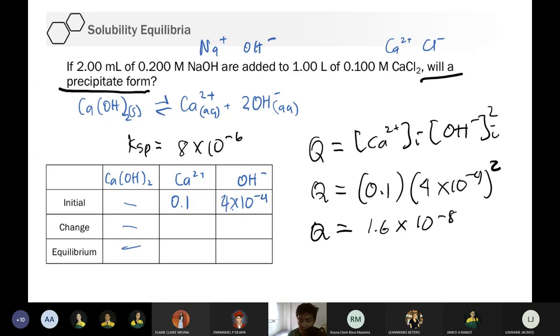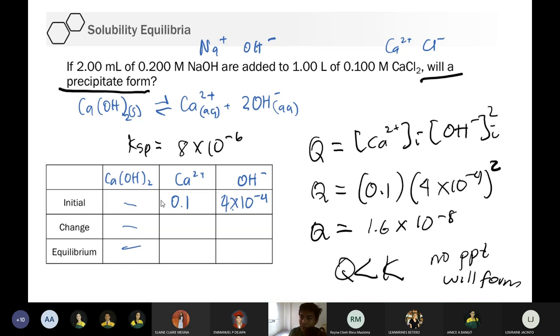So our Q is 1.6 times 10 raised to negative 8. KSP, where the K is 8 times 10 raised to negative 6. So from these values, we can say that Q is less than K. So will a precipitate form? Wala pa. No precipitate will form.